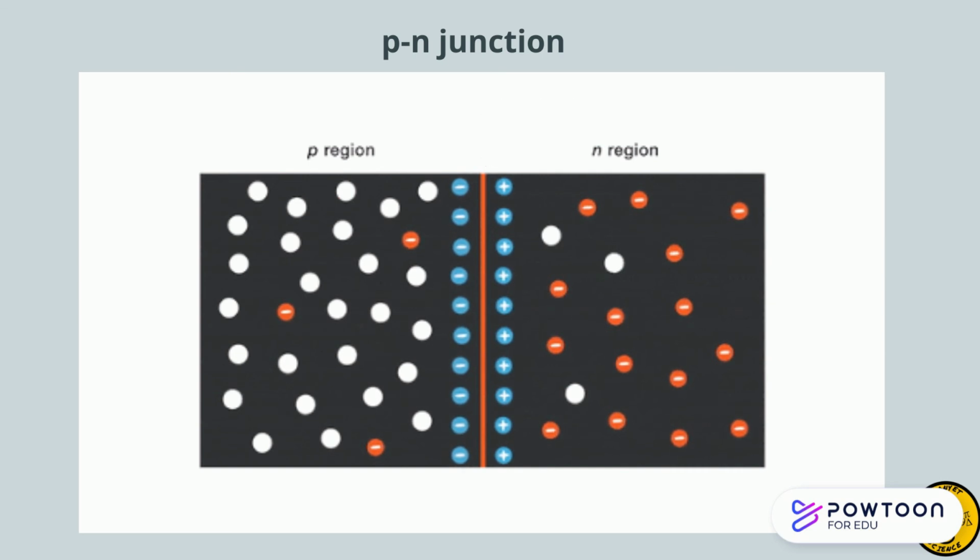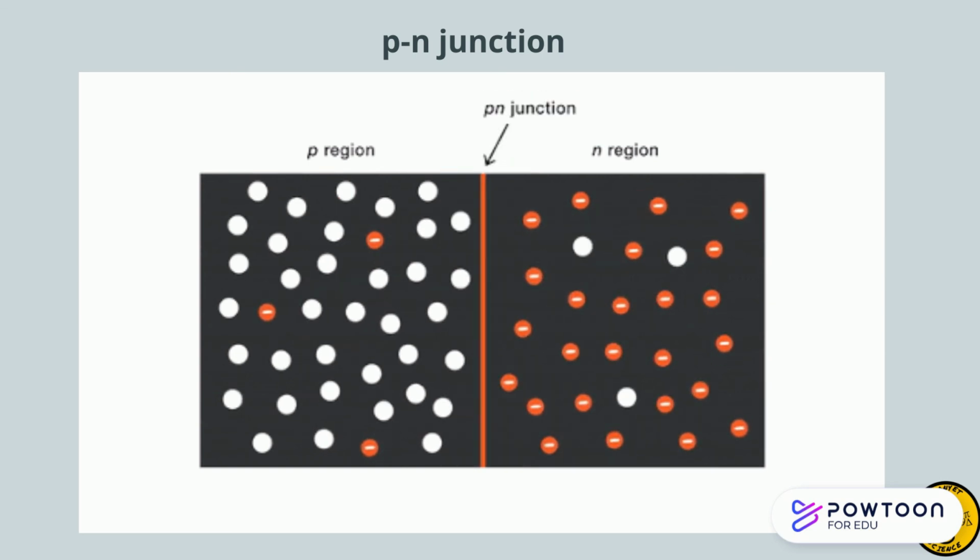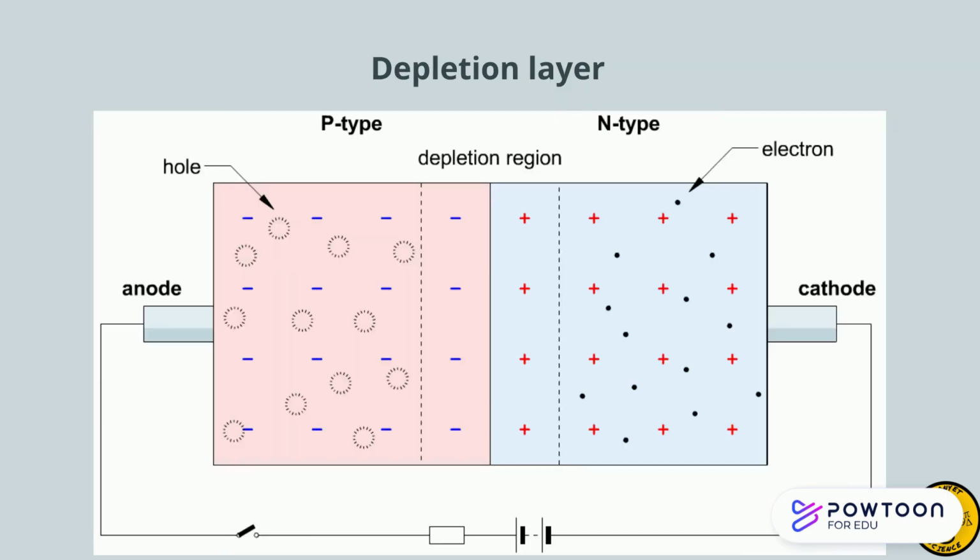At the p-n junction, electrons from the n side move to the p side and recombine with the holes. Depletion layer. The region around the junction is left with neither holes nor free electrons. This layer, which has no charge carriers, is a poor conductor of electricity.